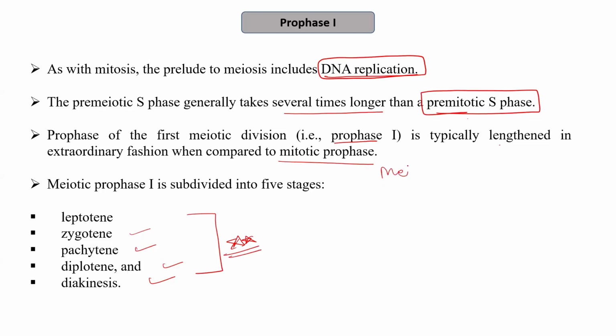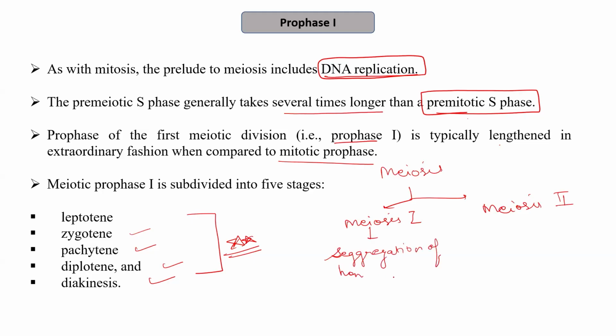So meiosis takes place in 2 stages, meiosis 1 and meiosis 2. In meiosis 1, segregation happens. Segregation of what? Segregation of homologous chromosomes, right? While in meiosis 2, there is a segregation of sister chromatids, right?